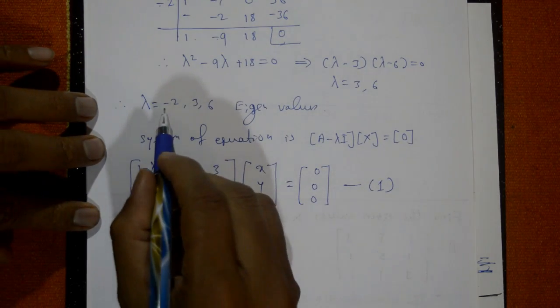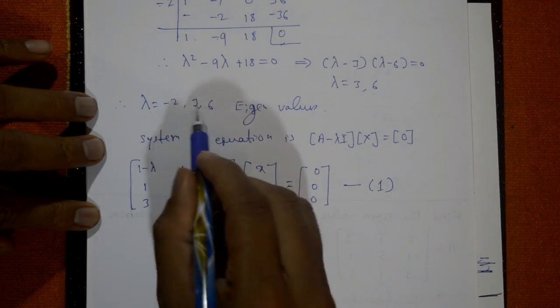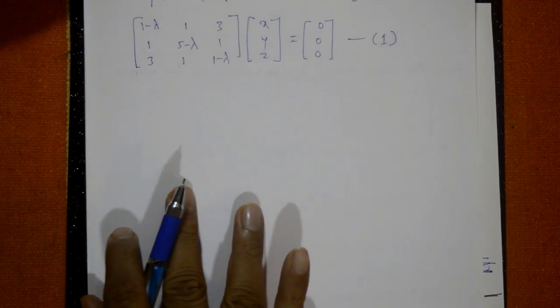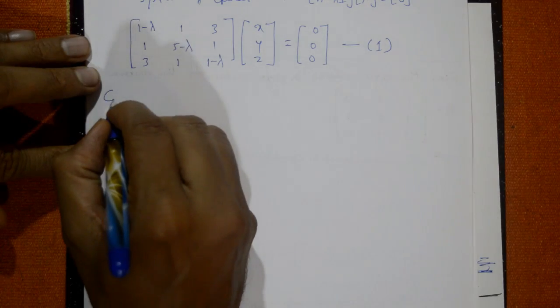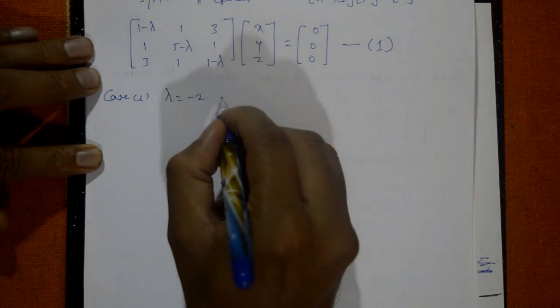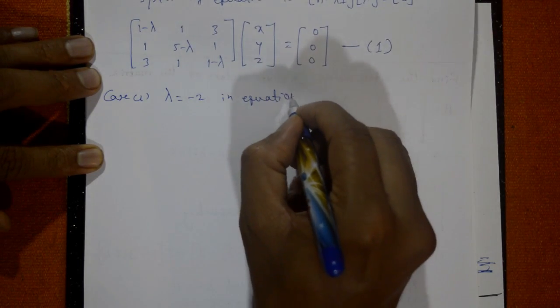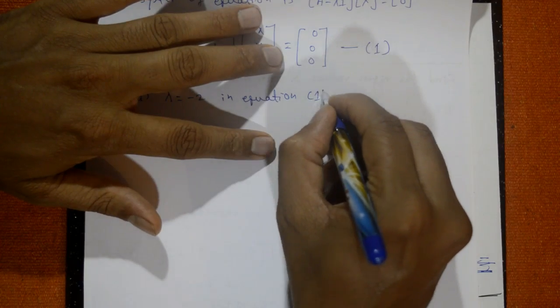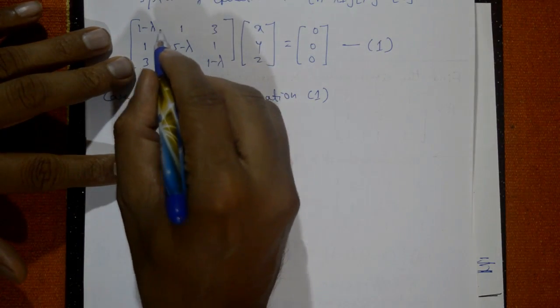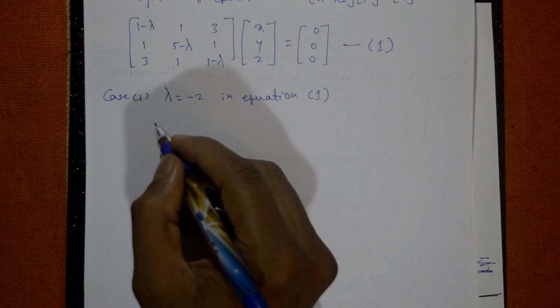Now case 1, case 2, case 3. Case 1: put lambda equal to minus 2. Case 2: lambda equal to 3. Case 3: lambda equal to 6. Now case 1: lambda equal to minus 2 in equation number 1. Putting lambda equal to minus 2, we get 3 equations.